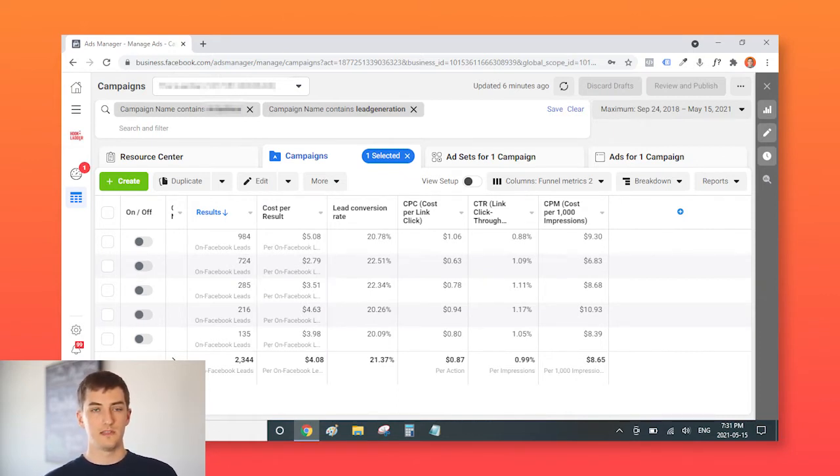I'll point out the lead conversion rate is 21% here as well, which means of all of the people who clicked on the ad and opened up the lead form, 21% of them on average completed the form.